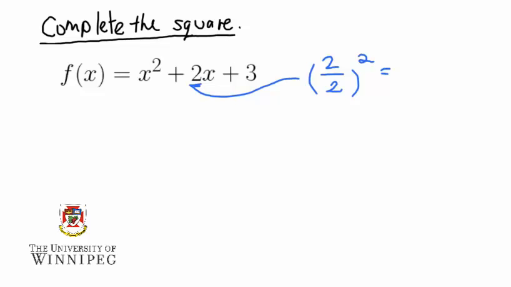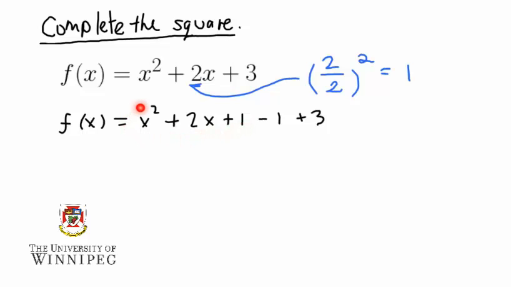2 divided by 2 all squared is equal to 1. So this means we're going to get f of x is equal to x squared plus 2x plus 1. This is that special number that we need. And then we need to balance by subtracting off 1, so that we're really adding 0. And then our original plus 3 here at the end.